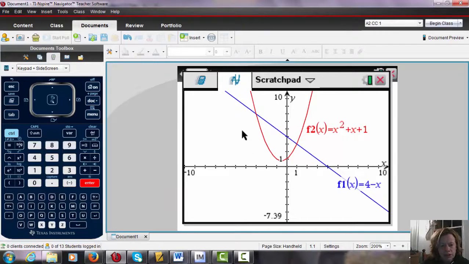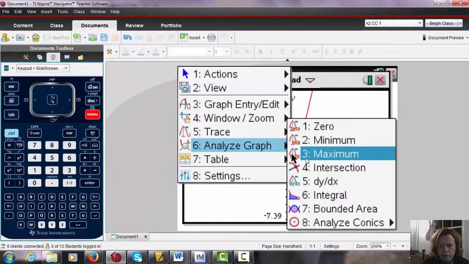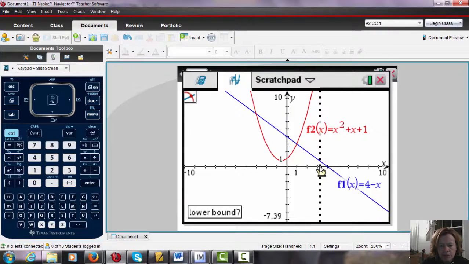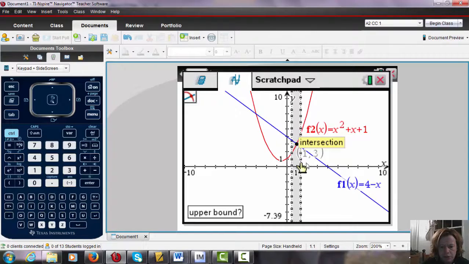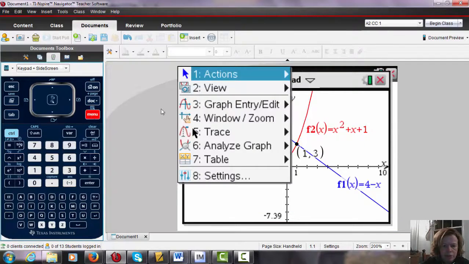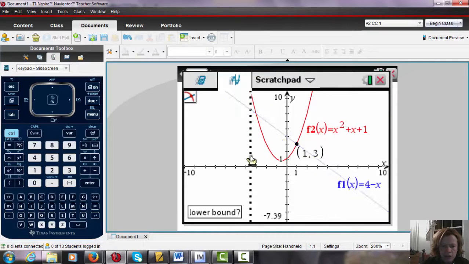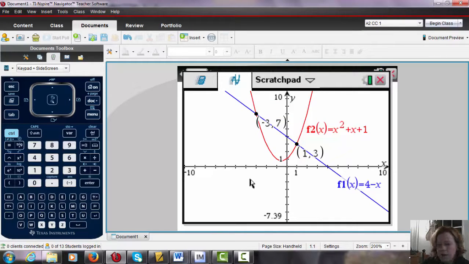So I need 2 points of intersection. Remember, we menu, analyze graph, intersection. You need to go to the left of one of your points of intersection. So since I'm here, I'll choose my rightmost point as my lower bound, and then my upper bound. There's an intersection point 1, 3. Let's check the other. Again, menu, analyze, intersection. Need to go to the left of the other intersection point, and then over to the right of it. Negative 3, 7 is the other point of intersection.